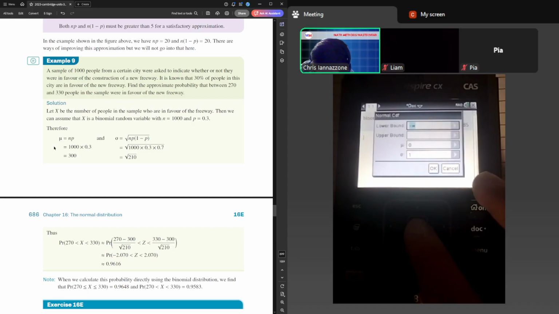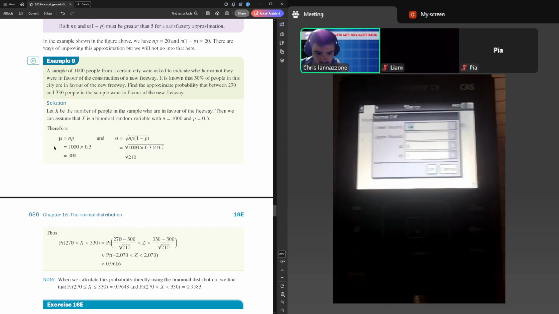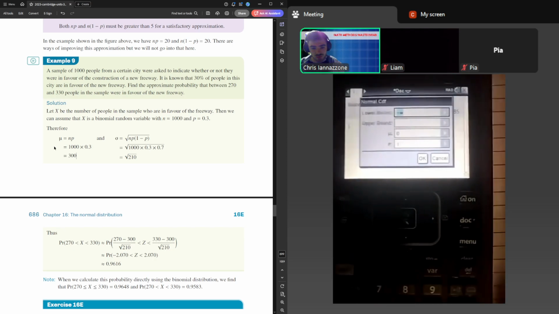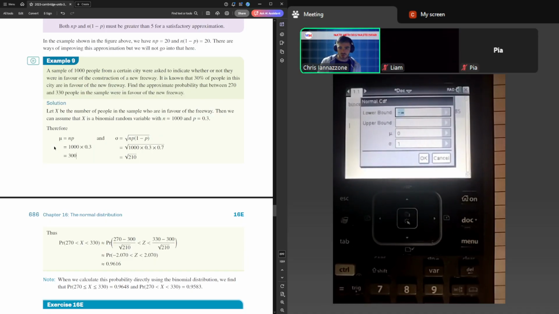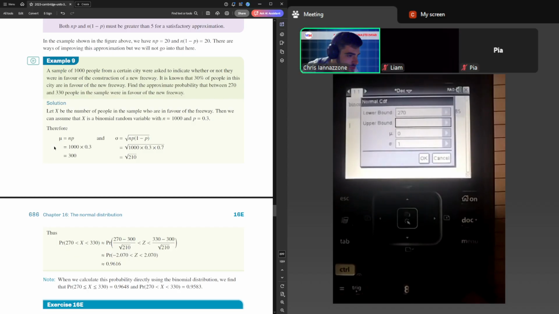The thing to watch out for here is when you're doing the normal approximation, you have to treat it like you would for any other normal distribution stuff, which may seem a bit counterintuitive. For instance, if we're doing between 270 and 330, there's not a whole lot that's counterintuitive here. There will be something that's counterintuitive a bit later. So far this is actually pretty chill.